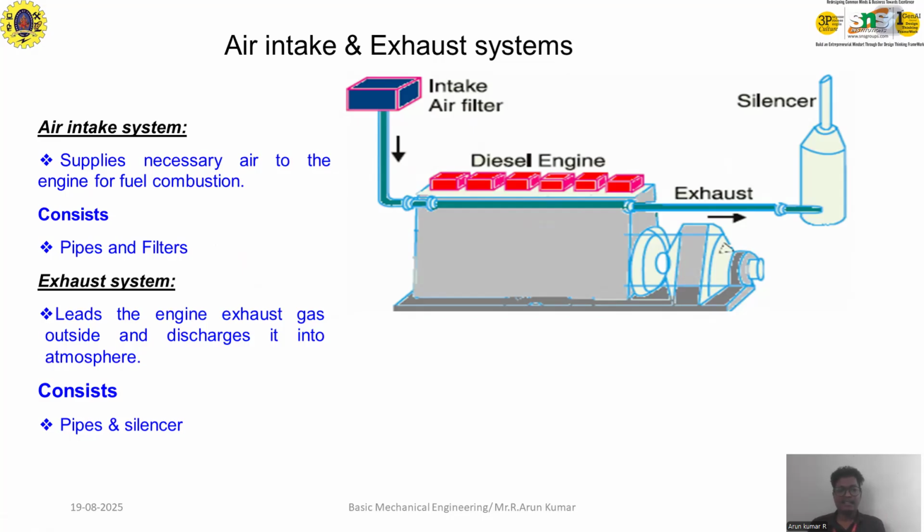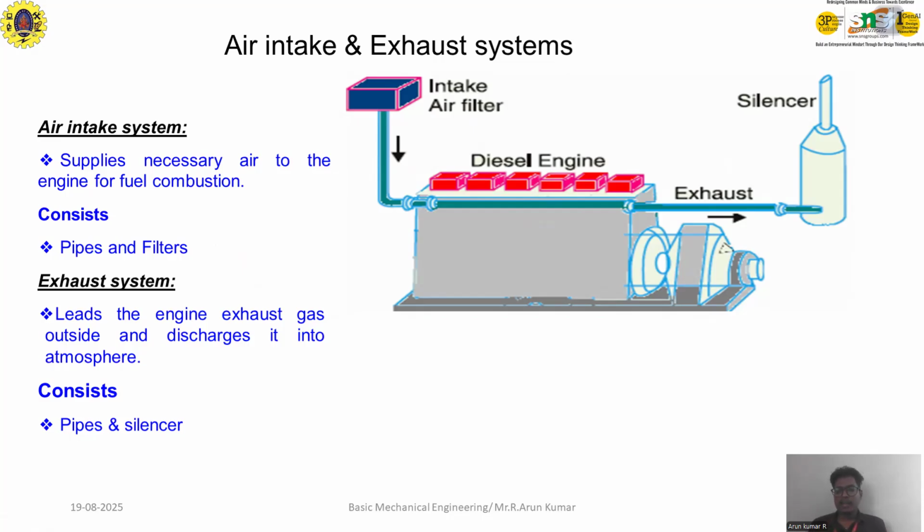The exhaust system lets the engine exhaust gas leave and discharges it into the atmosphere. The considerations here are the pipe and the silencer. So one system carries air for fuel combustion, which is called the air valve, and we already know that. The next valve is the one through which the exhaust smoke coming out of the engine is processed, with a separate valve and a separate pipe. Then it is processed to the silencer.